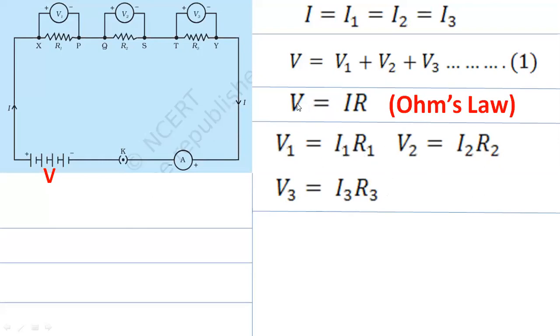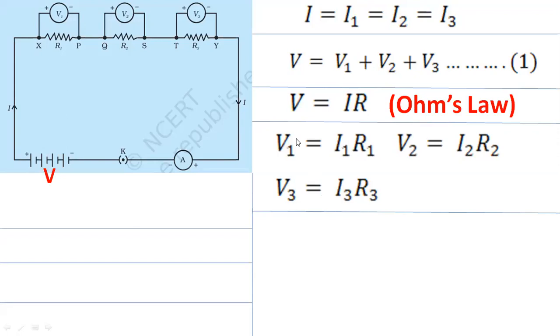What I did is basically I used V is equal to IR and then I changed the value of the subscripts. So whatever the value taken for V1, the same one I have given for I and R. So V1 is equal to I1 R1, V2 is equal to I2 R2, and V3 is equal to I3 R3. Okay. Now let us go for the next step.